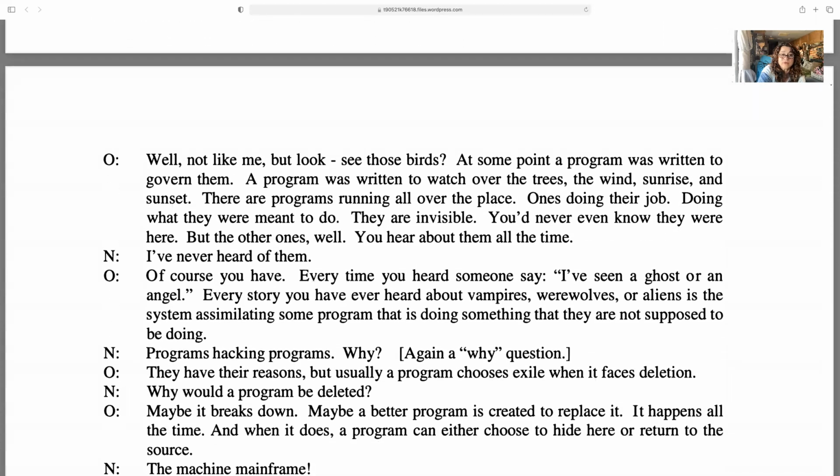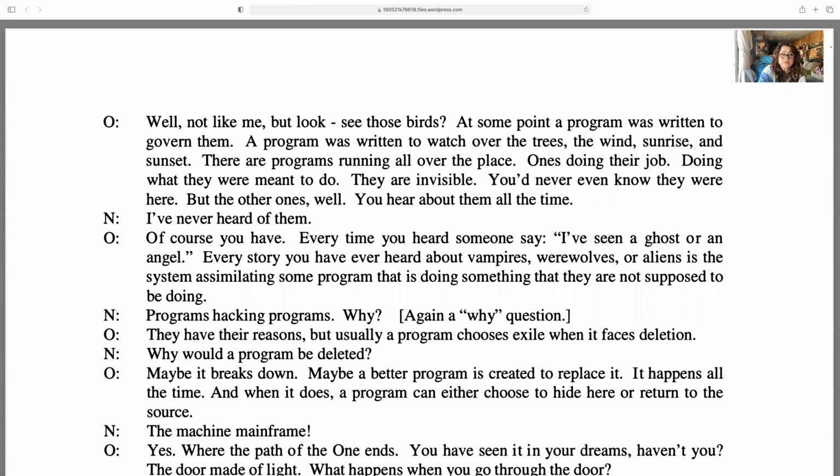Oracle, well, not like me, but look, see those birds? At some point, a program was written to govern them. The program was written to watch over the trees, the wind, sunrise, and sunset. I'm glad that they're talking geocentricity here and not heliocentricity. There are programs running all over the place. One's doing their job, doing what they're meant to do. They're invisible. You never even know they were here.